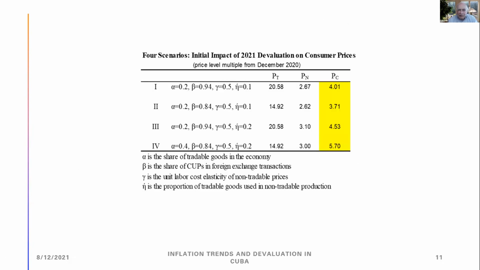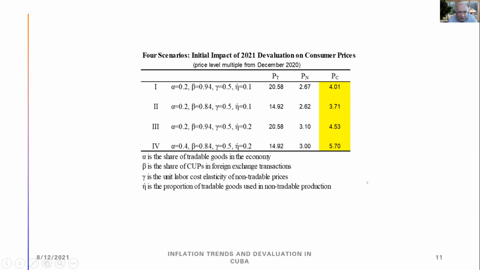Now, using all of this, I'm trying to gauge what the impact of the devaluation is, using equations 1 to 3, and different assumptions about such things as the share of tradable goods in the economy, the share of CUPs in foreign exchange transactions, the unit labor cost elasticity of non-tradable prices, and the proportion of tradable goods in non-tradable production. Using different assumptions, and calculating from available national income accounts, we get a range of estimates for the initial impact, which I gauge to be, let's say, 1 quarter.